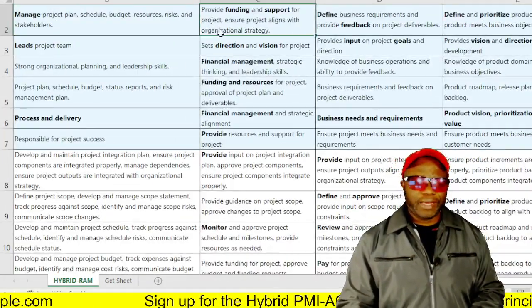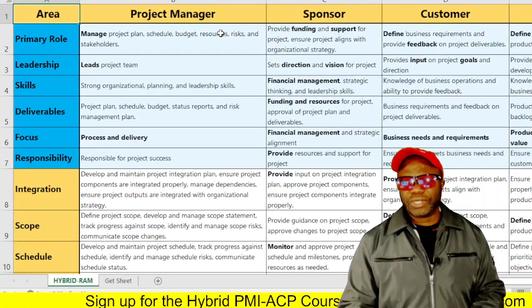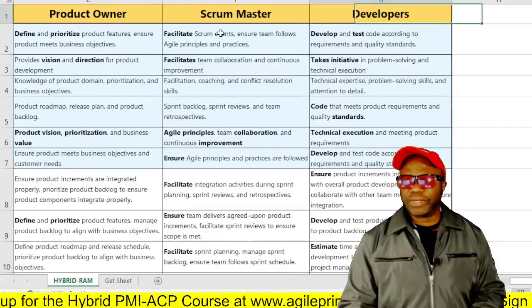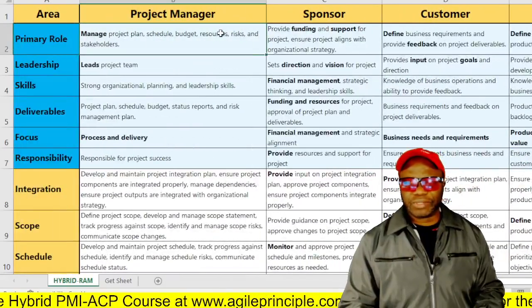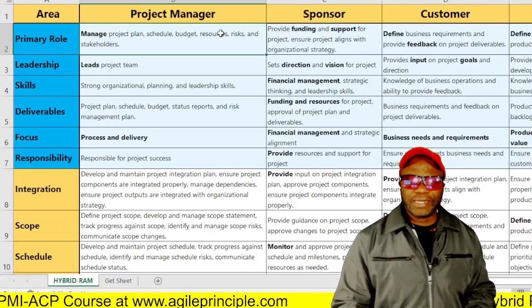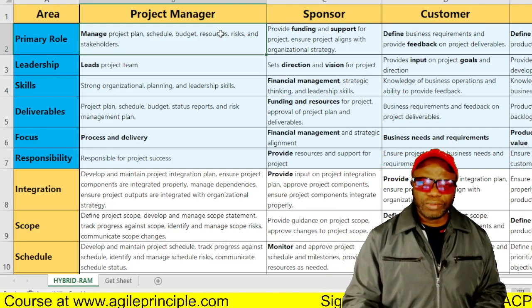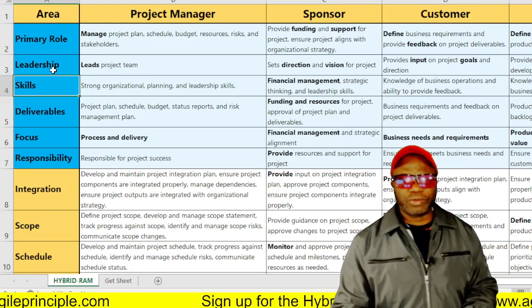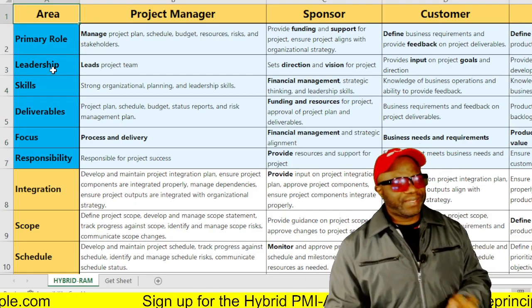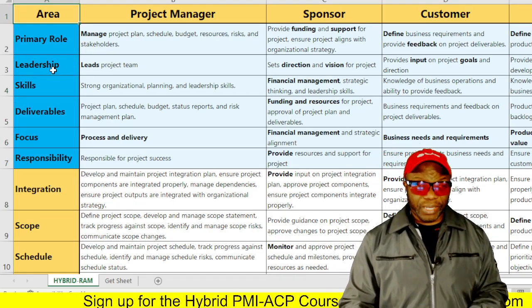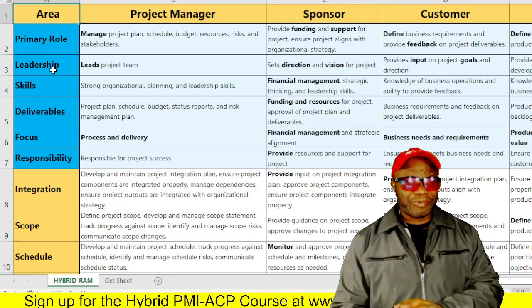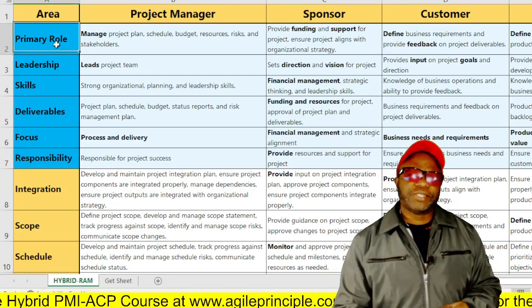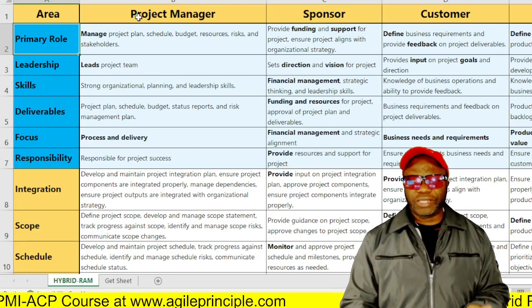So right here at the top, I have the roles. We have the project manager, the sponsor, the customer, the product owner, the scrum master, and developers. On the left-hand side, I have the primary role, the leadership aspect, the skills aspect of every one of those. So it's about a 15x7 matrix. This is a big document. We cannot go through every single thing, but I'm going to highlight the top of the waves for you. So let's talk about the primary role of each of these.